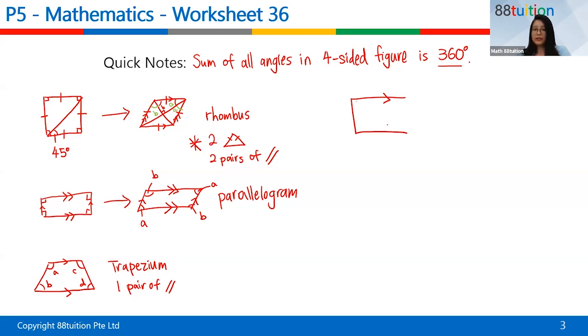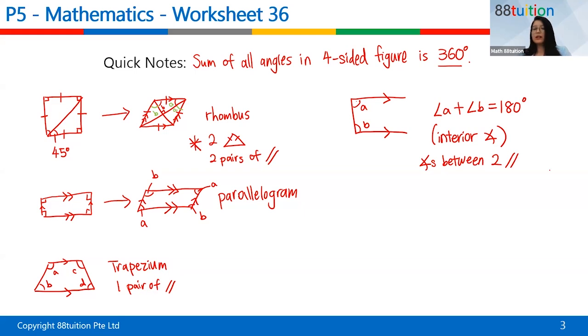Angle A plus angle B is 180 degrees. This is what we call an interior angle. Interior angles are angles between two parallel lines. They must be parallel. So parallel is a very important property. You're following me, right?